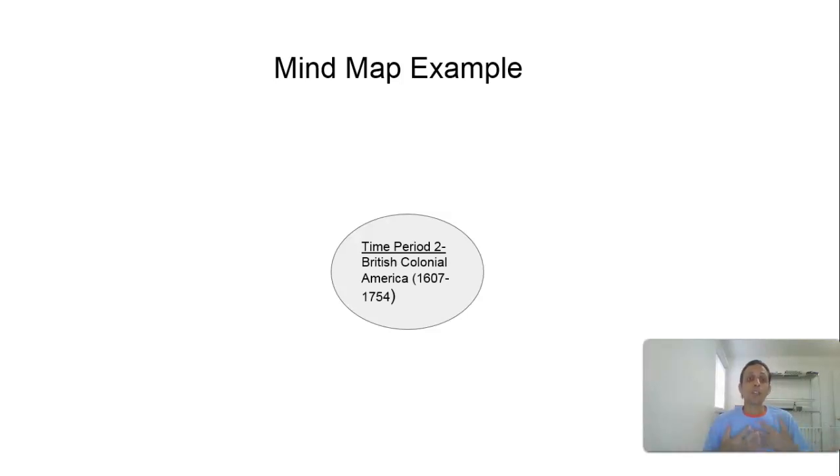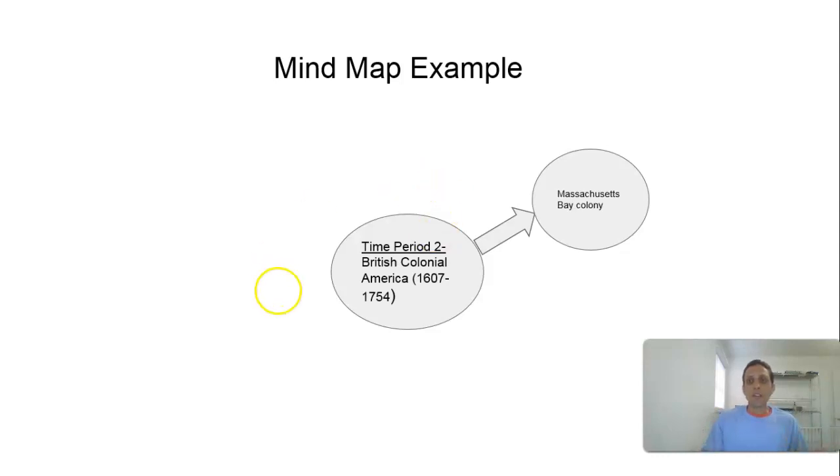I would try to do this for each time period before I watch a review video, before I do any multiple choice, before I do anything else. I would try to see what I know. Do I know anything about this? If I was doing this, something that might pop into my head first is one of the major colonies that develops at the time, the Massachusetts Bay Colony. That might be the first thing I think of, right? You might think of something else.